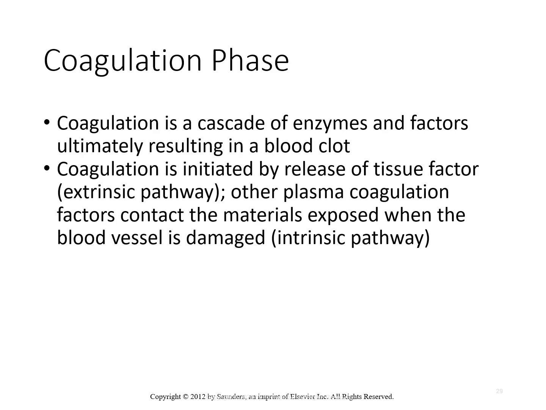The coagulation phase is a cascade of enzymes and factors that ultimately result in a blood clot or a fibrin mesh. So kind of if you think of a scab type situation. Coagulation is initiated by the release of the tissue factor. Other plasma coagulation factors contact the materials exposed when the blood vessel is damaged.